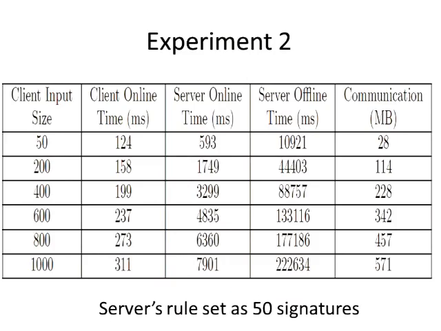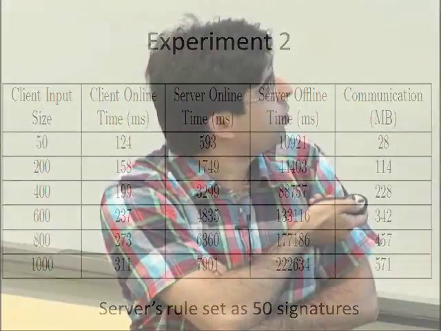This one is where we change the client's input and fix the server's DFA. The client's time increases a bit because you now have to do more OTs on the client side, but it's safe to say that the client's computation is really fast in this protocol.